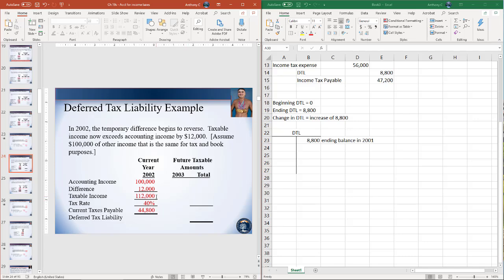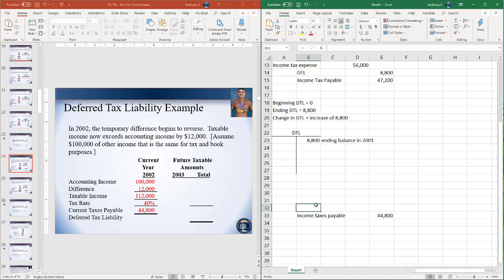Again, we can just take the taxable income and multiply it by the tax rate to determine our current taxes payable of $44,800. Again, the current taxes payable will be reported as our income taxes payable. So we can make a credit here for $44,800.